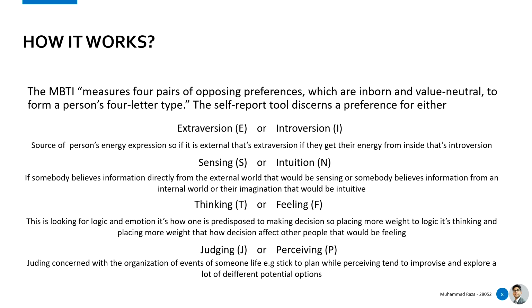And then thinking and feeling. Thinking is for looking for logic, and feeling is basically placing more weight on how decisions affect other people. And then judging and perceiving. Judging is concerned with the organization of events of someone's life, like he sticks to a plan, while perceiving tends to improvise and explore a lot of different potential options.